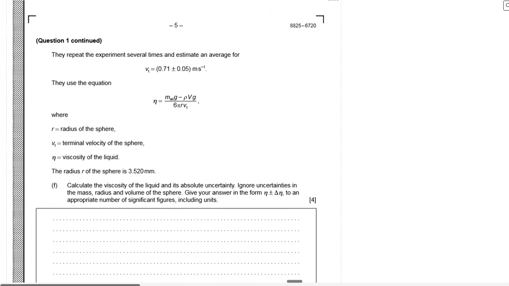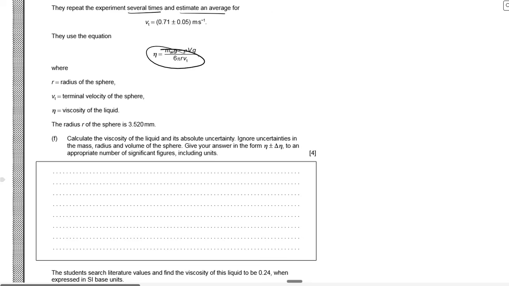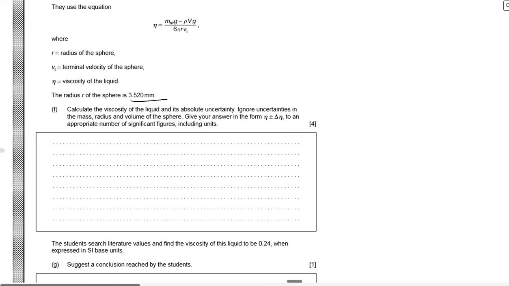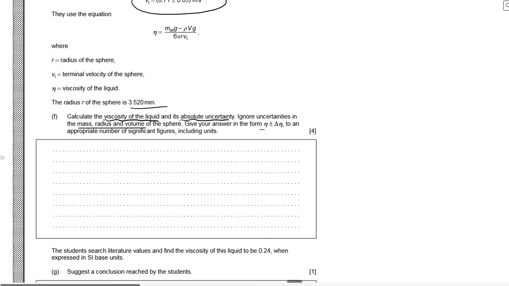Now we move on to F. They repeat the experiment several times. Estimate an average, and this is our velocity. They use the equation. This is simply our net force equation again, but now there's a drag force. And we have all of this. Radius is given. Calculate the viscosity of the liquid and its absolute uncertainty. Ignore the uncertainties in mass, radius, and volume. Okay, and looking at this, that means the only uncertainty we have is that. So give your answer in the form.